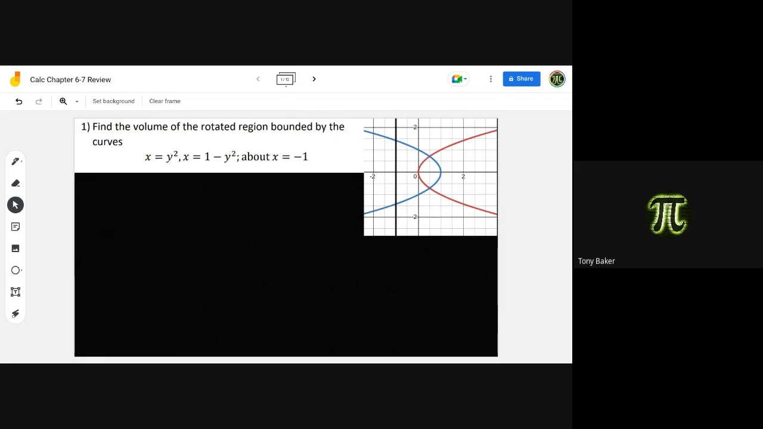All right, let's look at the chapter 6 stuff, the volume. I didn't put one on there just looking for area under the curve or between two curves because in essence you have to do that to do the volume anyway. So I just did 3 volume problems. We're looking for the volume of a rotated region between these two curves. We've got the blue and the red, and we're rotating this around x equals 1.